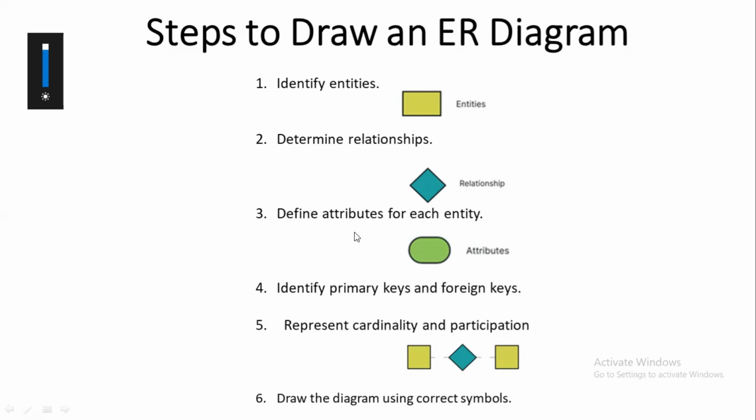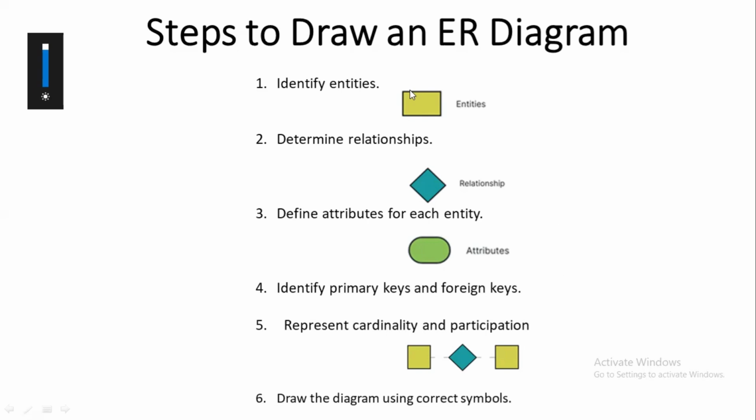Each entity in an ER diagram has attributes, which are specific pieces of information that the database stores. They are represented by an oval shape connected to their respective entities by a line, and each attribute is named with a unique name. Okay. So finally, you want to identify the primary key and the foreign keys, and represent the cardinality of these entities. And finally, you want to draw the diagram using the correct symbols.